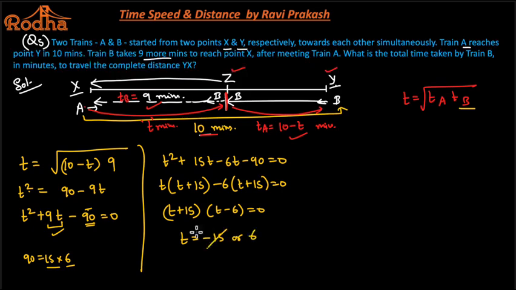तो obviously minus 15 तो कट जाएगा ना, because time cannot be negative, right? So T is equal to 6. Okay. So T will be 6 is the correct answer for this question. So basically T is equal to 6 minutes.